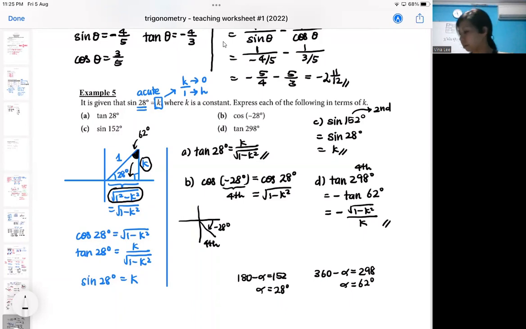You realize there's a lot of things to juggle, but we keep thinking about the respective basic angle and also the ASTC. So with this, there's actually a lot of examples that you're going to practice. A lot of practice questions. I can't remember how many. So later we take a look.